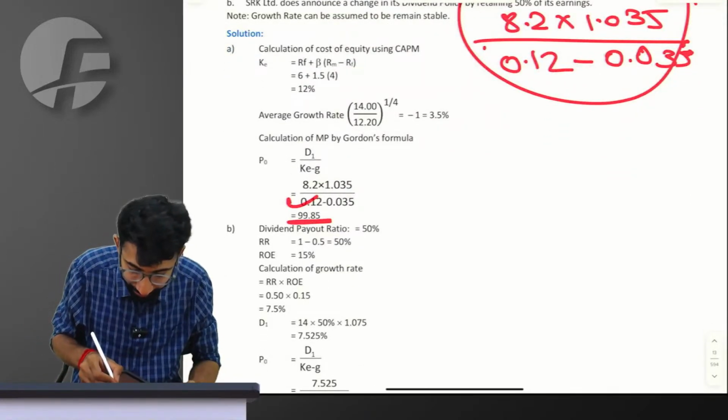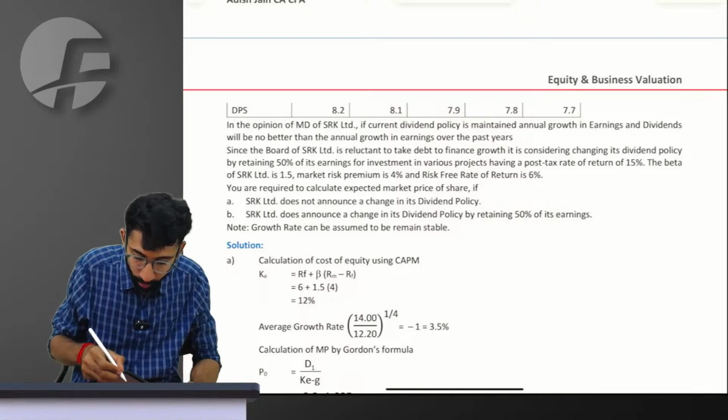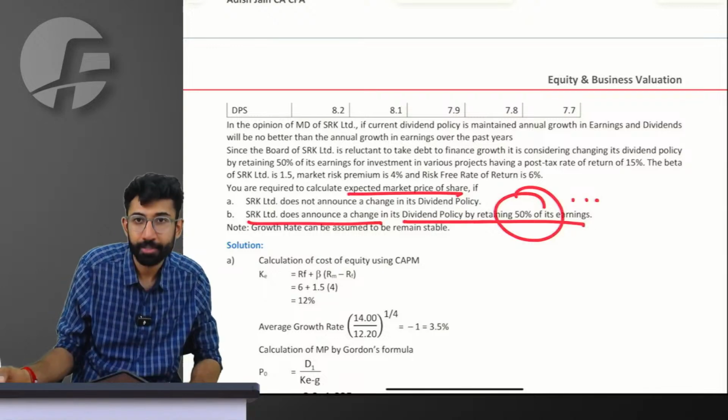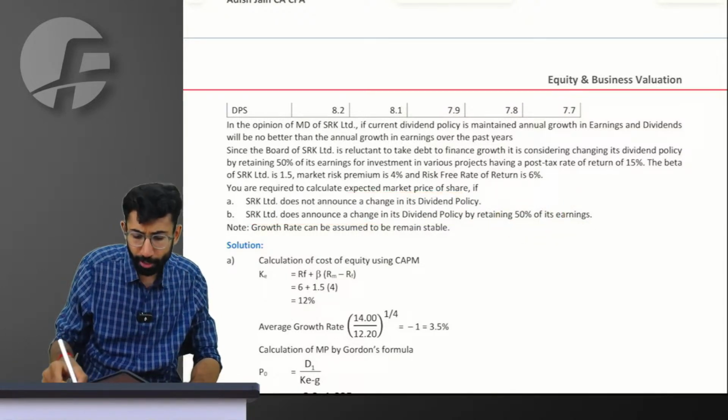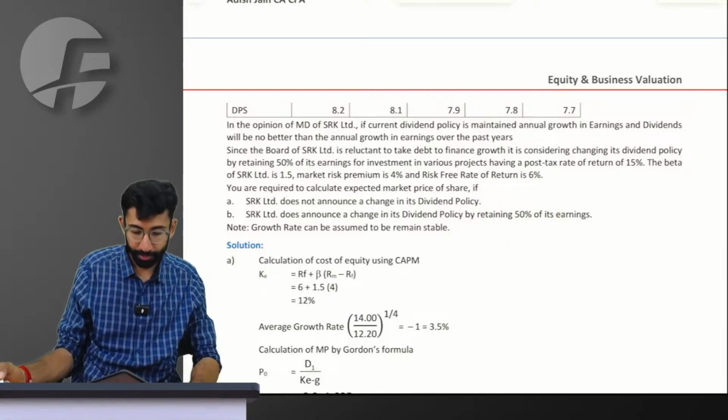99.85 is being told as the answer, which is fine. Answer to part 1. Sir, calculate the market price if the company announces a change in dividend policy by retaining 50%. If the retention ratio changes to 50%, what will happen? A very important question.